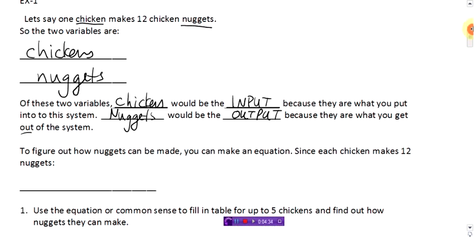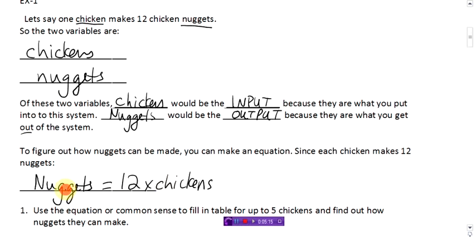Now, to figure out how many nuggets can be made, you can make an equation. So, let's take what we know. Since each chicken makes 12 nuggets, how could you write that as an equation? Each chicken makes 12 nuggets. So to get the number of nuggets, every chicken is worth 12 nuggets. So what you're going to do is 12 times the number of chickens you have. This is the formula to get the number of nuggets.